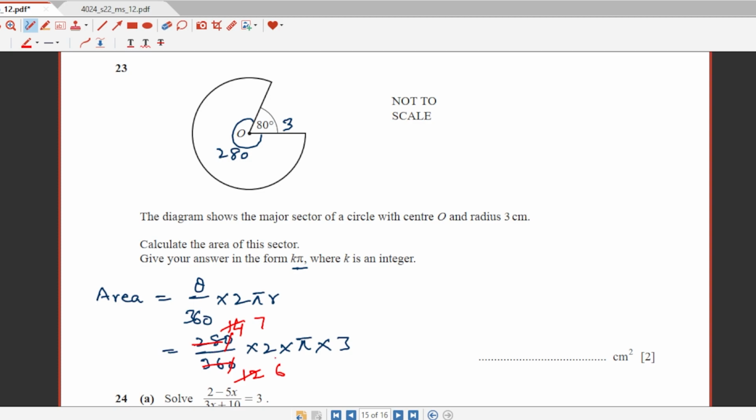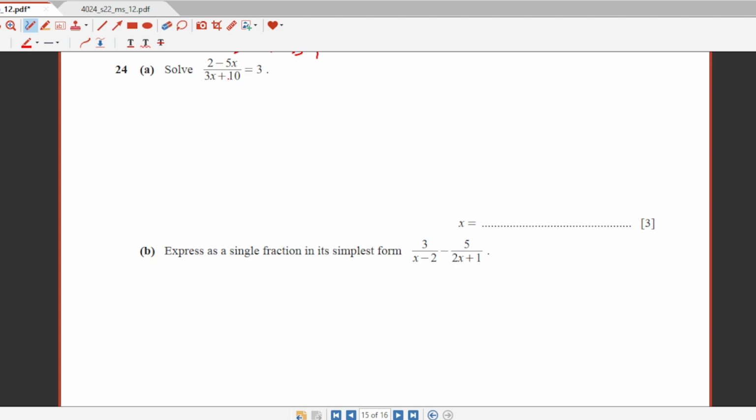And this 6 can be simplified: 2 ones are 2, 2 threes are 6, and 3 ones are 3, 3 ones are 3. The answer is 7π. 7π is the answer. Solve.